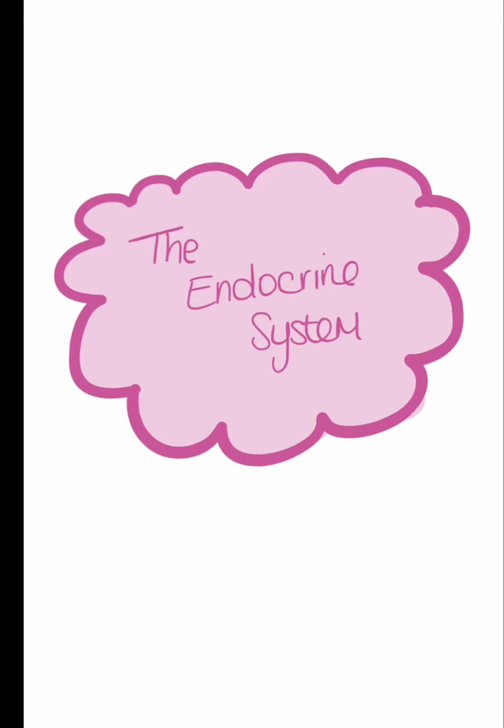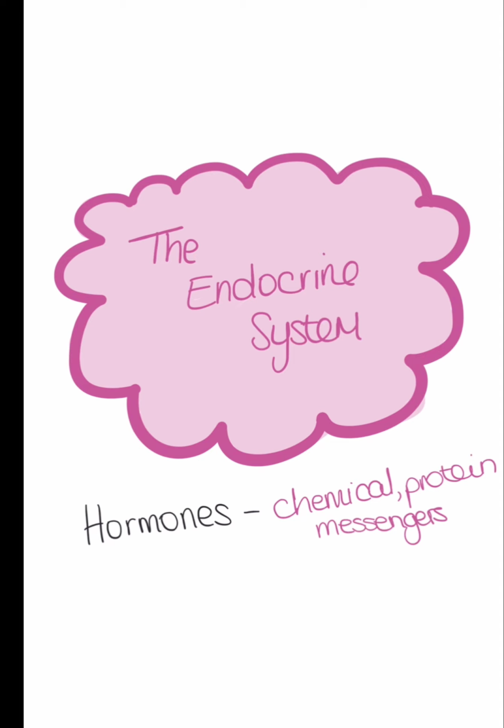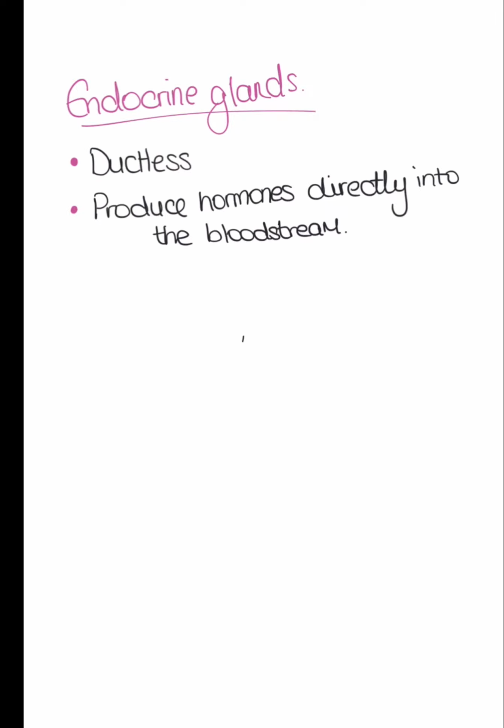This video will look at the endocrine system. The main function of the endocrine system is to maintain a homeostatic environment through the use of hormones. Hormones are chemical protein messengers and are carried through the bloodstream. Endocrine glands are ductless glands and they produce hormones which are released directly into the bloodstream.